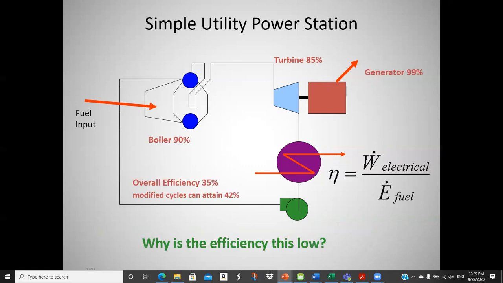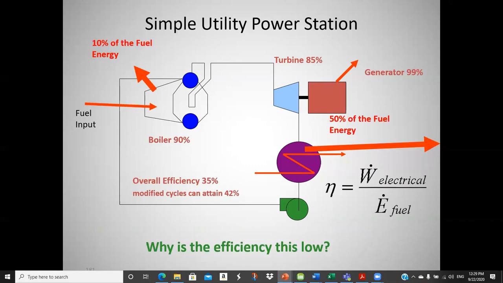So why is this so low? Pray tell. Oh, in the condenser, we're going to throw away 50% of the fuel energy? Dadgum. That does not sound like a good plan, does it? We're going to burn this coal, and half of the energy we're going to put in the lake so that the retirees can catch fish in the wintertime. That's their plan, isn't it? That's how they designed it.